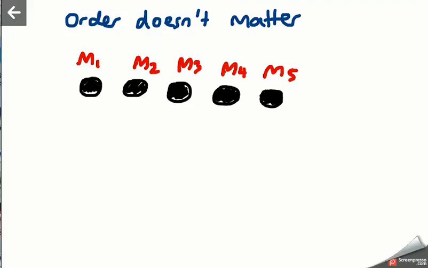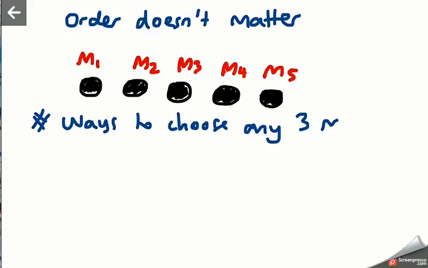Okay, so order doesn't matter, and this time I want to know how many different ways there are to choose any 3 marbles out of the 5. Well, again, we're going to do some calculations just like we did last time. So we have 3 spots to fill this time. And how many different ways can we do that?